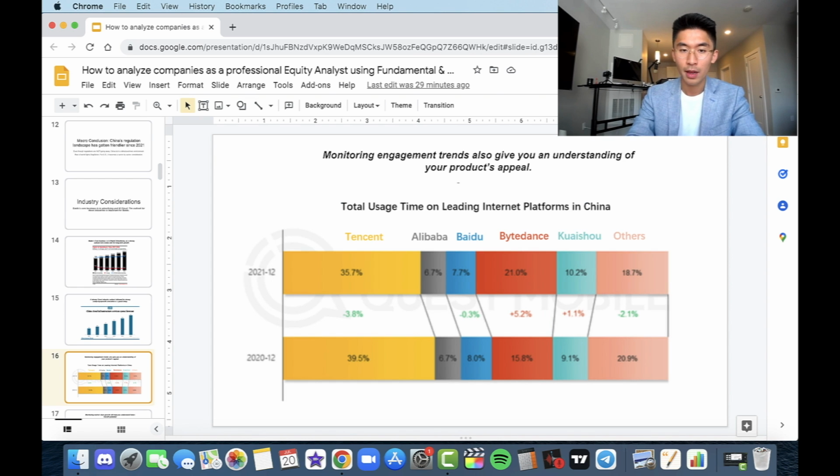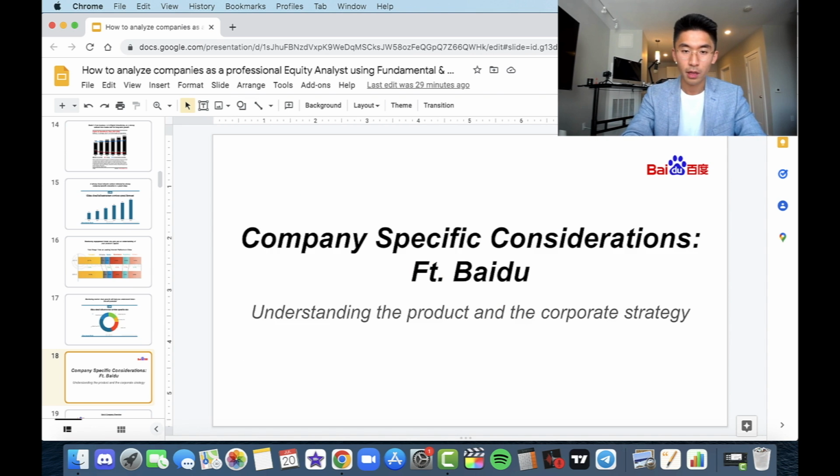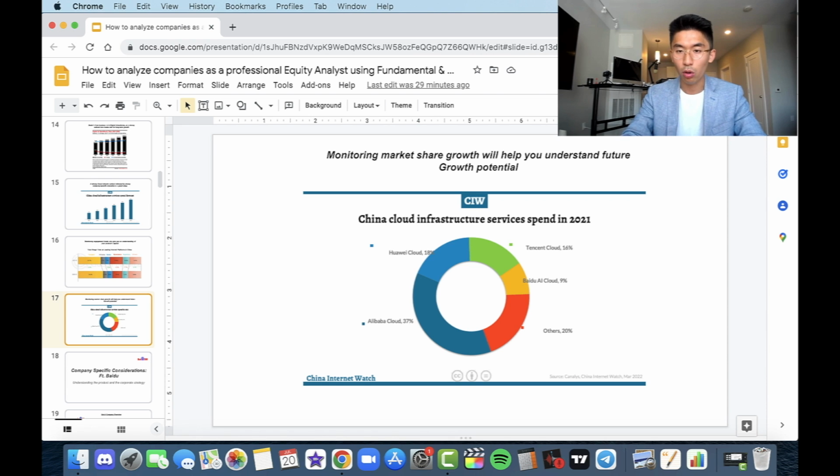And then finally, we want to understand, because Baidu is in the industry of engagement, advertising, we want to see how much time is spent on Baidu relative to other platforms. So understanding aggregate time spent on internet platforms is also a unique way to understand the appeal of the product and the promise of the product going forward. And monitoring market share will also help you understand where they are now and what is their growth potential going forward.